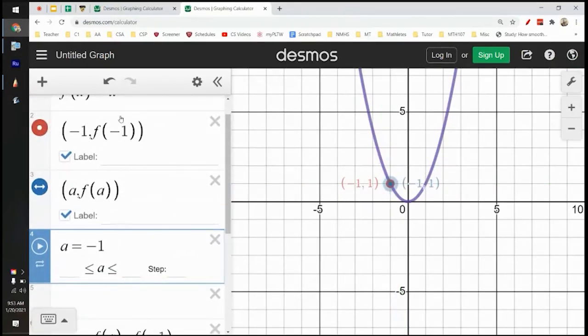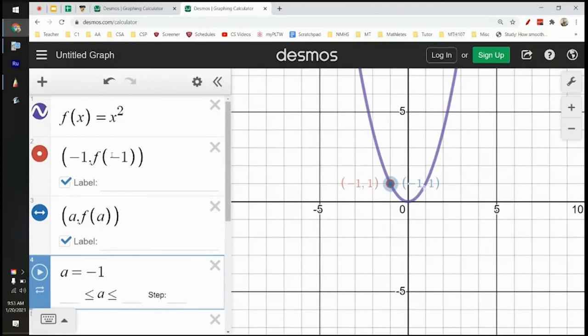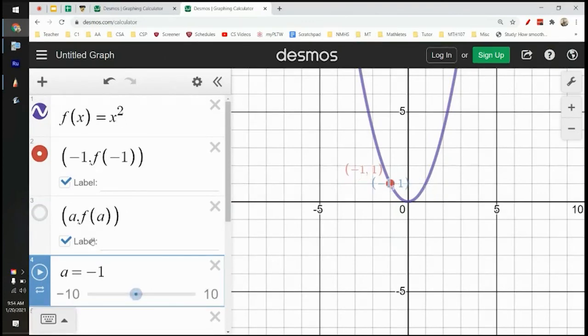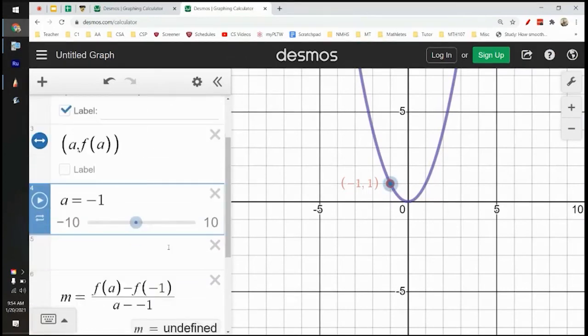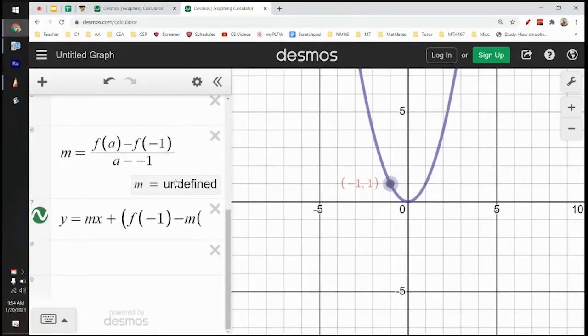So what I did is I have -1 and f of -1. I'm going to get rid of this for right now, and get rid of the label apparently. So we have that 1 point there. And I'm making another point and I'm calling it a. But right now a is equal to -1. So it's just right over it, as you can see. Not very interesting. You cannot find the slope of it. It says undefined because it's 0 over 0.